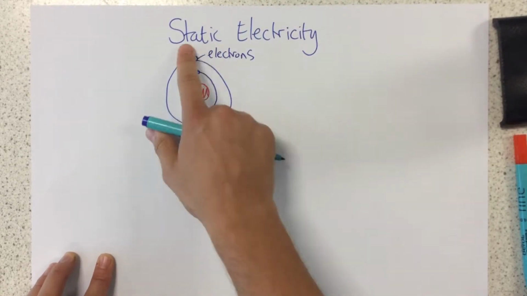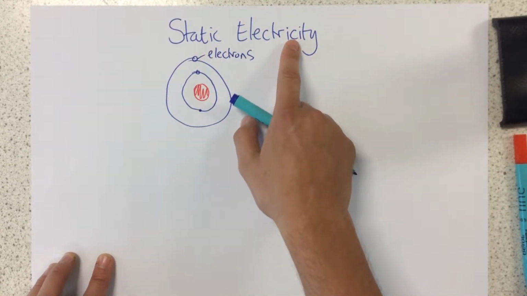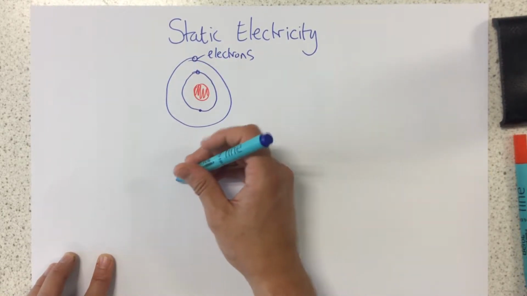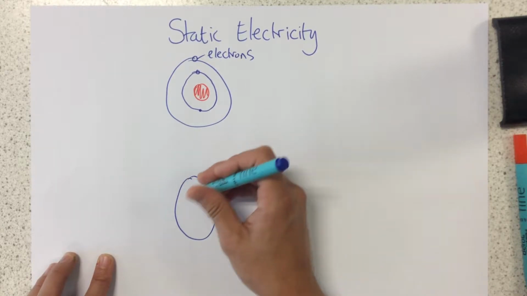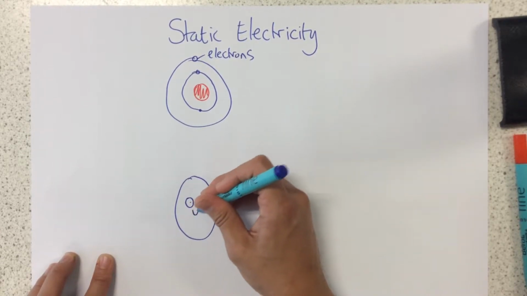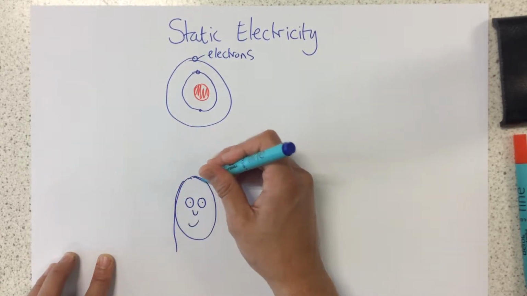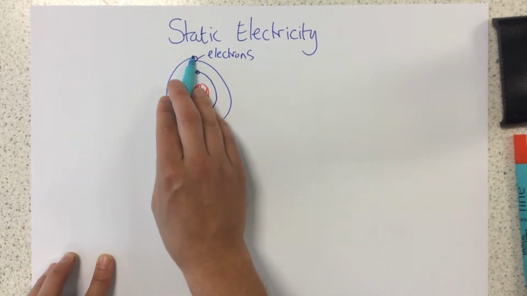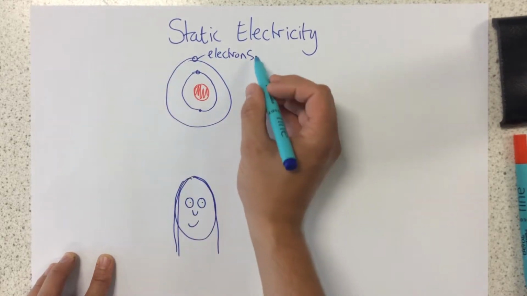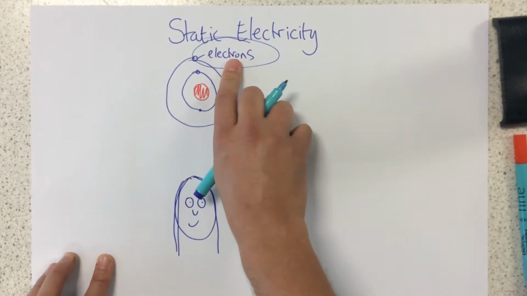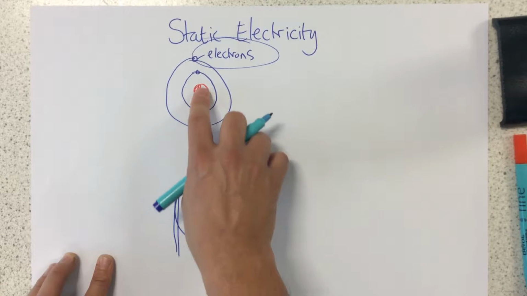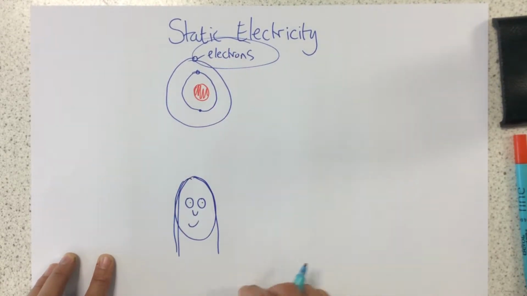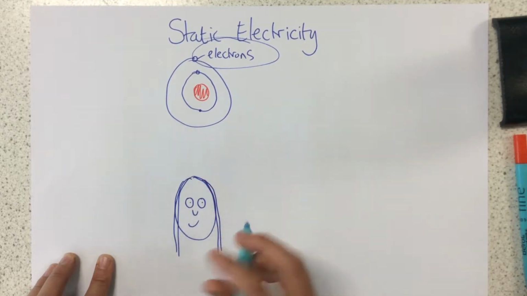Now this is important when we're thinking about static electricity, because when you rub two insulating materials together, and an insulating material is something that does not conduct electricity, electrons are transferred from one thing to another. Only ever are electrons transferred. The protons and neutrons, because they're in the nucleus, are never transferred. It's only ever electrons that are transferred during static electricity.